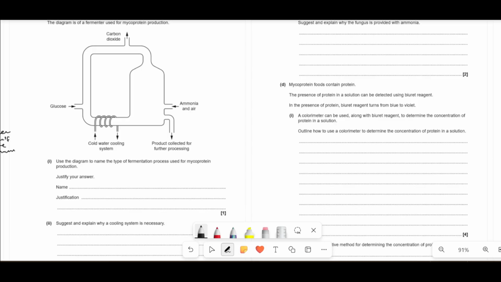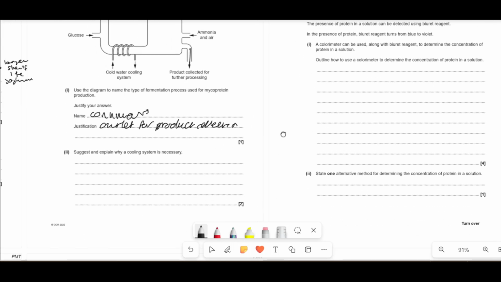It's just cycling. So in this case, what's going on here is that they are putting in ammonia, air, glucose, and it's a continuous cycle, and all the stuff that's coming out here is product. So by definition, it is continuous. And you could say all of that, but there's just an outlet for product collection. Because remember, in batches, they don't have an outlet. They just take the entire thing out, do all of the bits that they need to, and then put it back in and start again.